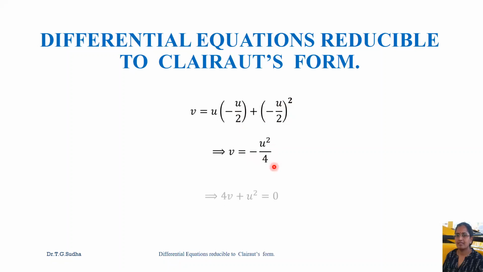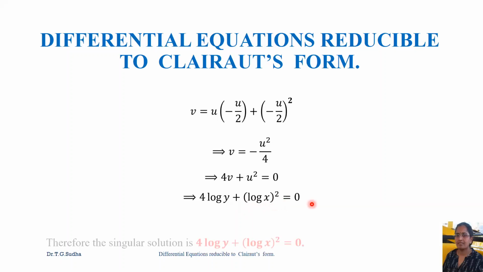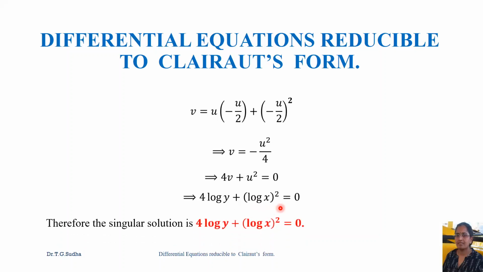So let us cross multiply and shift all the terms to the left hand side. You get 4v plus u square equal to 0. Let us substitute for v and u. V is log y, u is log x. So we get 4 log y plus log x whole square equal to 0. And this is the singular solution to the given differential equation, which can be reduced to the Clairaut's form.